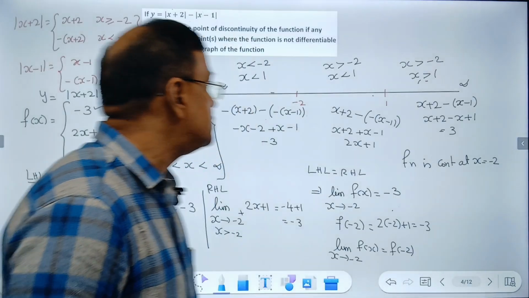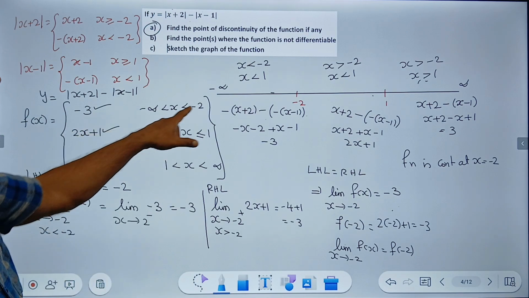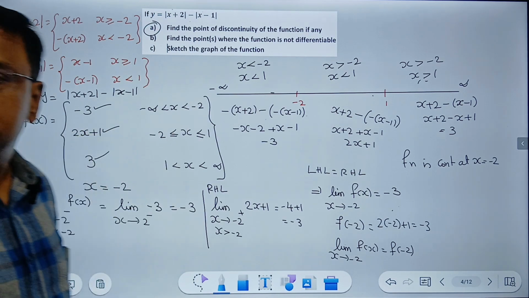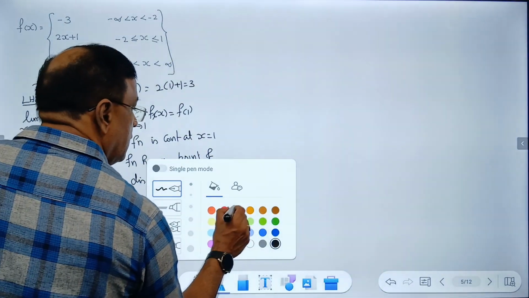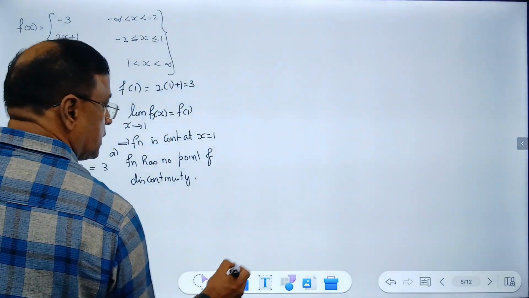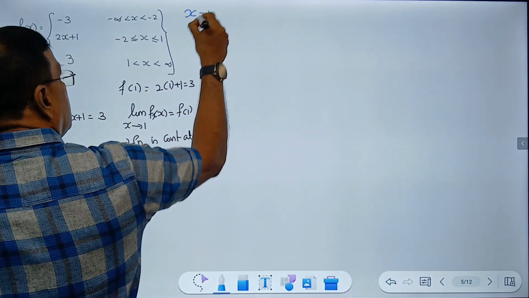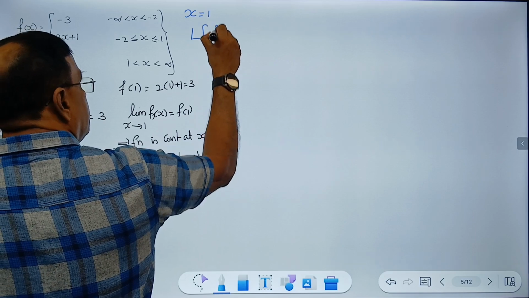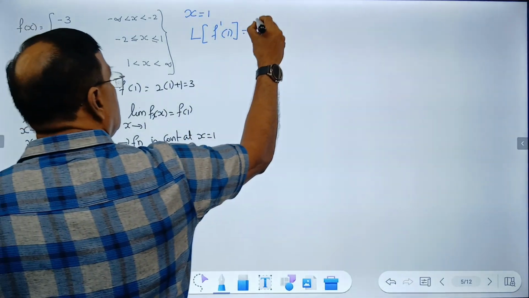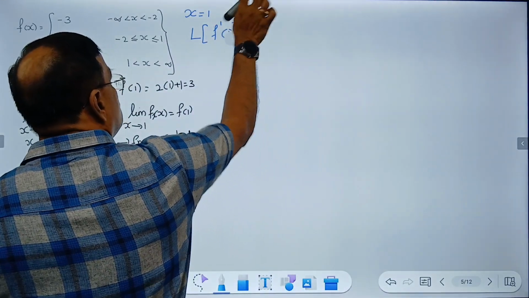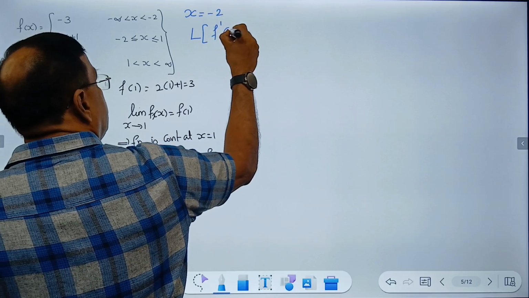Now, what is my B? My B part of the question is, I want to know whether the function is differentiable or not. So again, my doubt is only at -2 and 1. So let's talk about differentiability. What do I do? At x is equal to 1, left hand derivative of 1. Now, what is left hand derivative? I will start with -2. So that's the first number, no? So -2. So left hand derivative of -2.